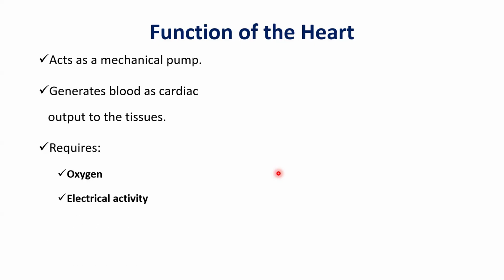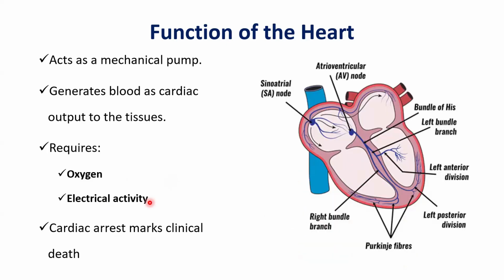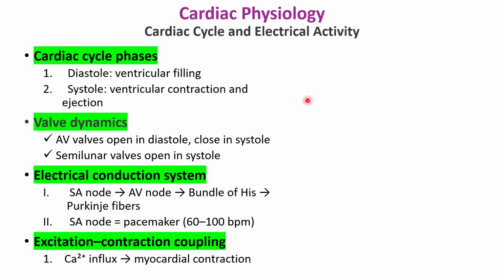So it requires electrical activity. Electrical activity means the heart has to be activated by something. And as you've heard, the heart can activate itself. That means it has a conductive system in itself. Cardiac arrest marks the death of a person ideally. So we will go through this conductive system in a few minutes.